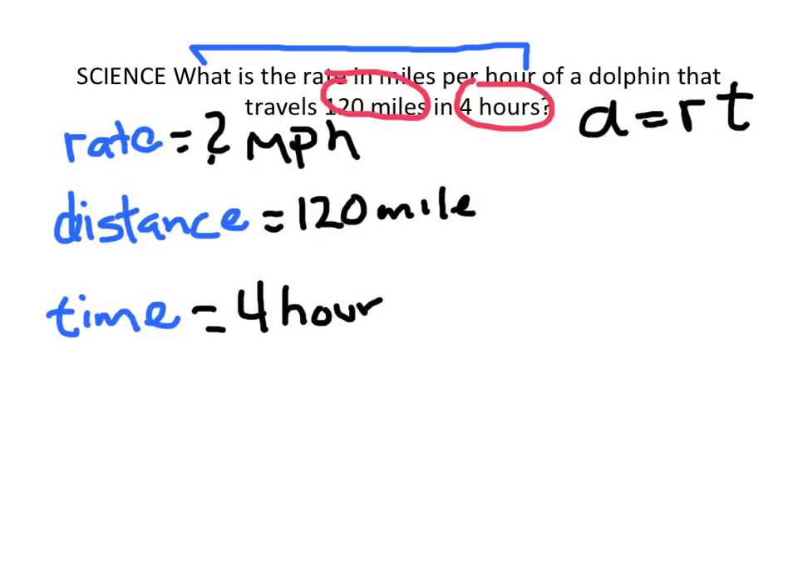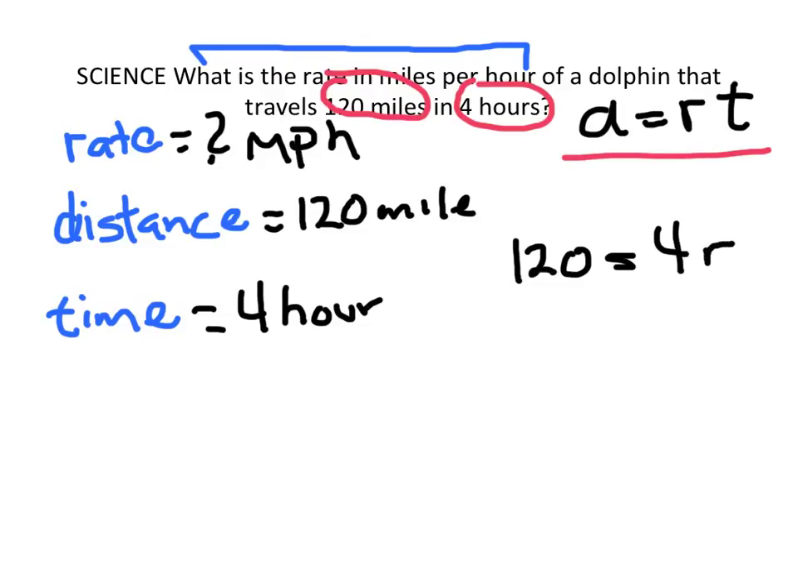What are we going to do with this information? We're going to plug and chug. What are we going to plug and chug? d is equal to rt. Here we go. d, 120, is equal to r, which I don't know, times time. And there you go, ladies and gentlemen.